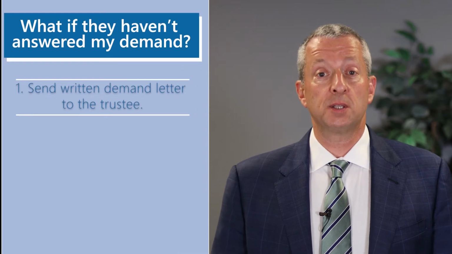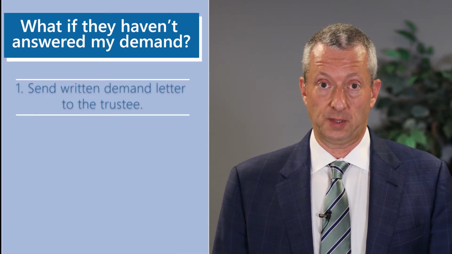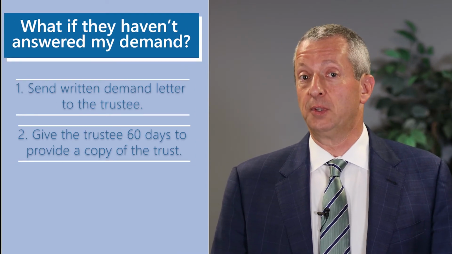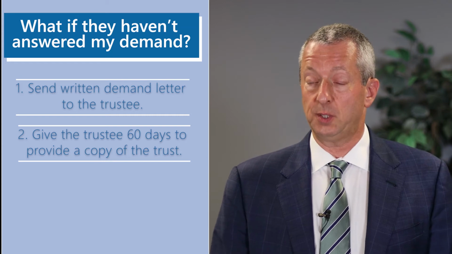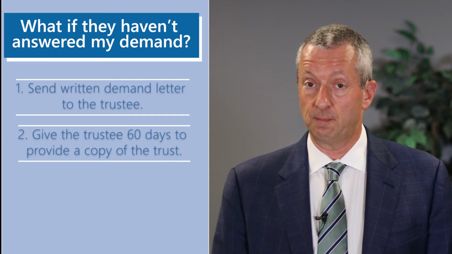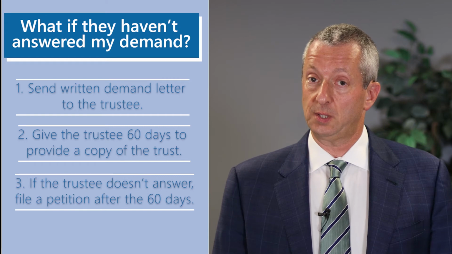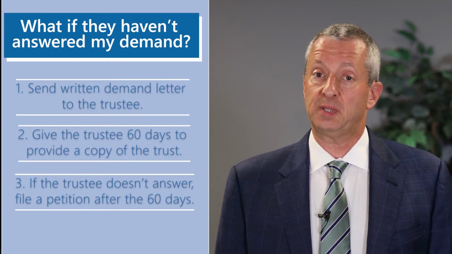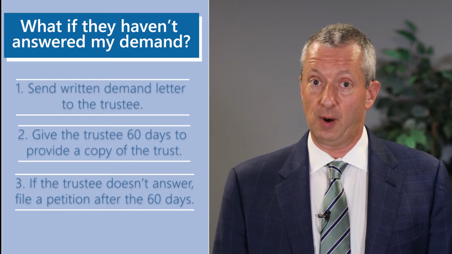So all of this really boils down to 3 simple steps. First, send your written demand letter to the trustee. Second, give the trustee 60 days to respond to your demand for a copy of the trust. The third step, if the trustee doesn't respond, is to file a petition after the 60 days have run. That's it.